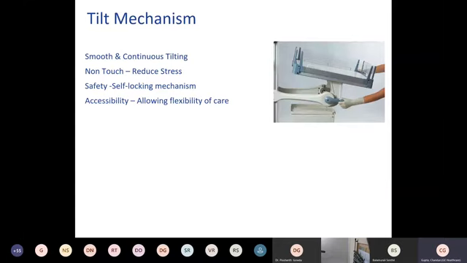The tilt mechanism, you should see that it is a continuous tilting, so there is no jerk, because whenever there is a jerk, it's a pressure and that can create some neurodevelopmental issue. It should be non-touch.